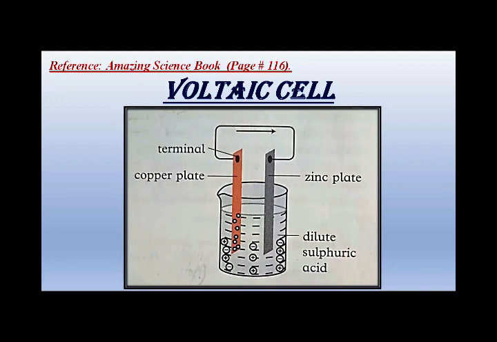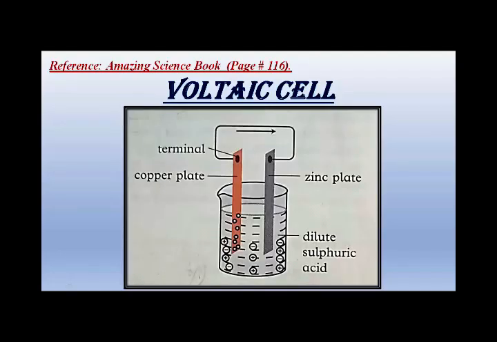So, what are the main important parts of the voltaic cell? The important parts are the electrodes. These are the two electrodes. The first one is the copper plate, and the next one is the zinc plate. We call them electrodes, and they are dipped inside the electrolyte. What is the electrolyte? Electrolyte is a solution present inside the beaker, and the solution is in the form of dilute sulfuric acid. I hope it is clear.